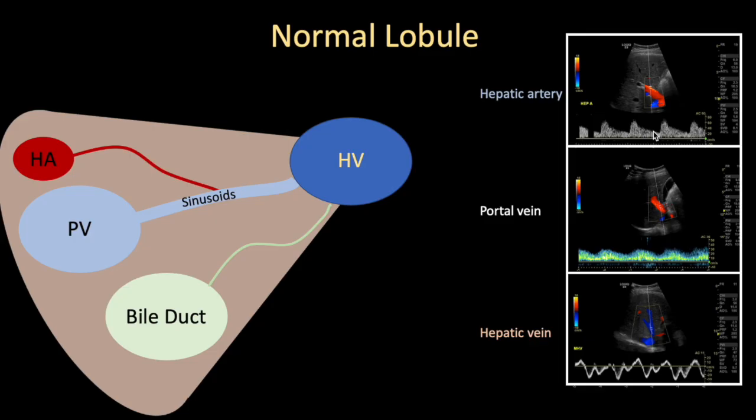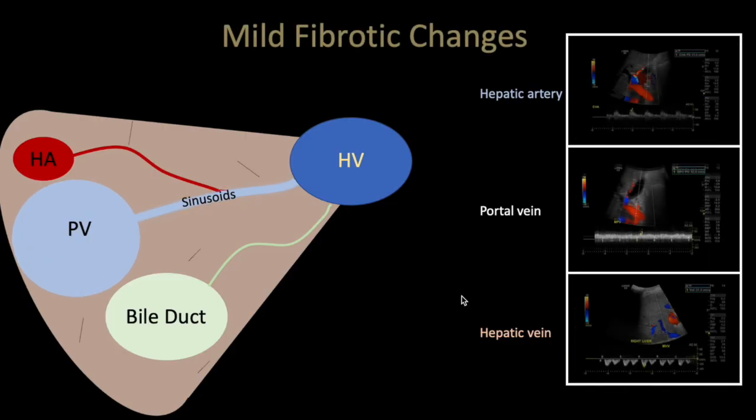And so here you can get a normal hepatic arterial waveform. Here's our normal portal venous waveform, and then here's our normal hepatic vein. So what happens as you increase your resistance? Well, the first thing that happens with mild fibrotic changes, you can see the fibrosis occurring within the liver, is that your portal vein will actually dilate. And this will be seen on spectral Doppler as a decreased pulsatility of the portal vein, but also an increased size of the portal vein.